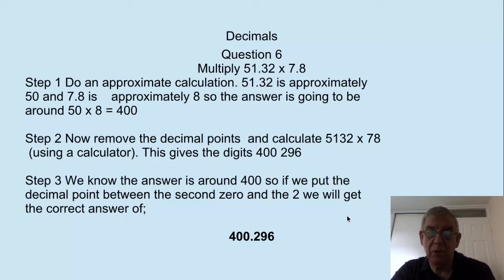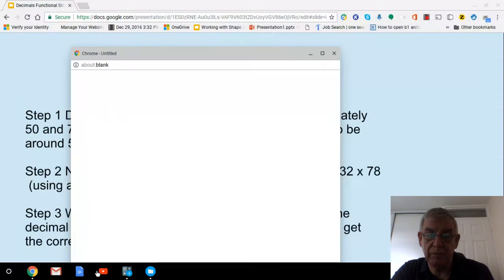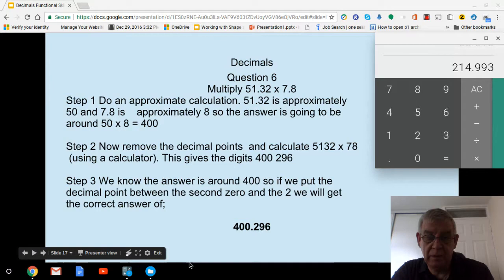Question 6. Multiply 51.32 by 7.8. First of all, do an approximate calculation. So we'll switch to presenter's view so we can actually use the calculator on the screen. And let's do the first approximate calculation.